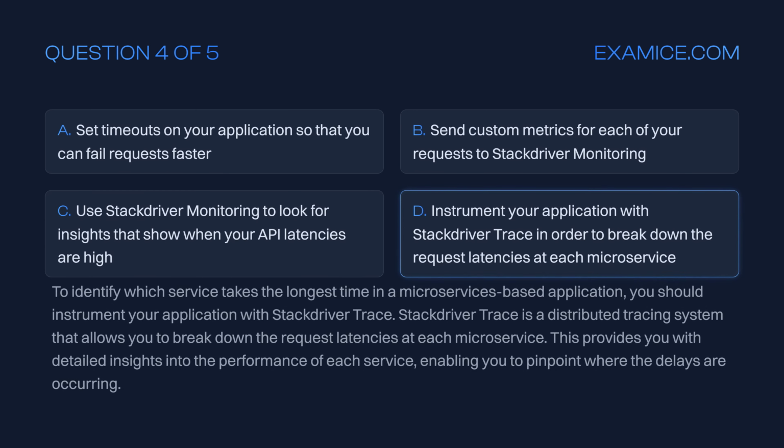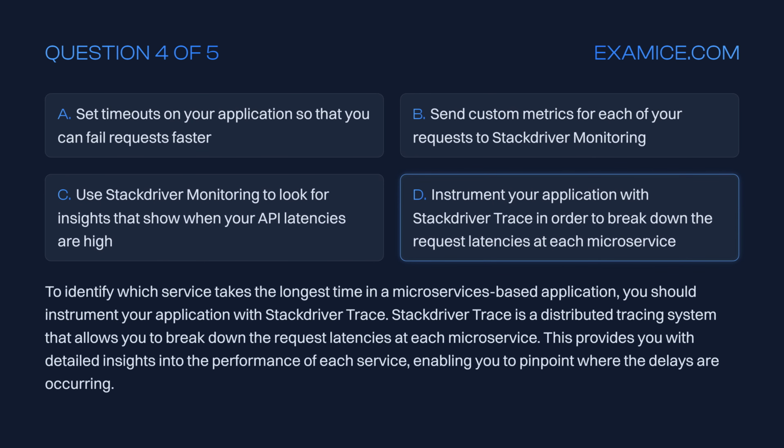The answer is option D. To identify which service takes the longest time in a microservices-based application, you should instrument your application with Stackdriver trace. Stackdriver trace is a distributed tracing system that allows you to break down the request latencies at each microservice. This provides you with detailed insights into the performance of each service, enabling you to pinpoint where the delays are occurring.